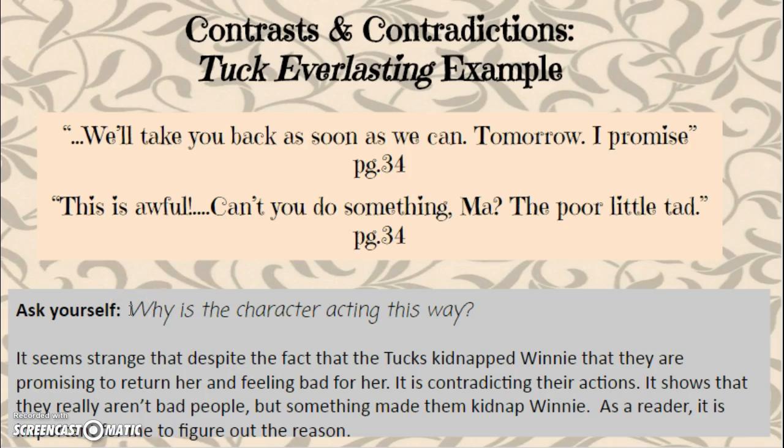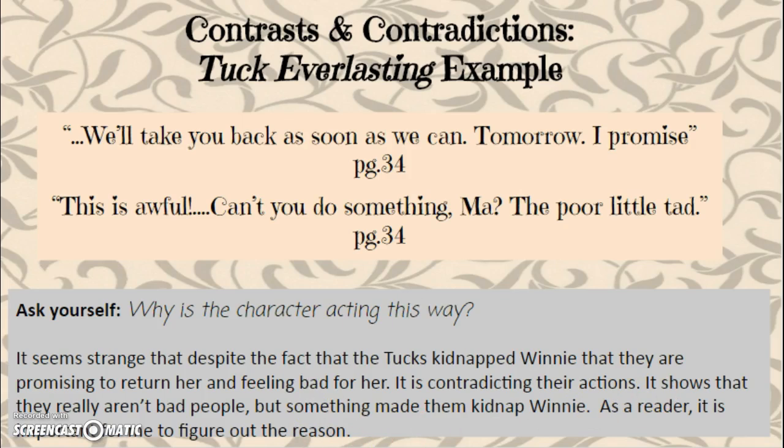Now, as a reader, I ask myself, why are the characters acting this way? It's strange, because they just kidnapped Winnie. And when we think of a kidnapping, it lends itself to a certain character trait, somebody who's very distrustful and not very nice. And so here, I wouldn't expect people who had kidnapped a little girl to show regret and to be worried and caring about her. As the reader, it's important for me to figure out that reason. Why are they acting that way?